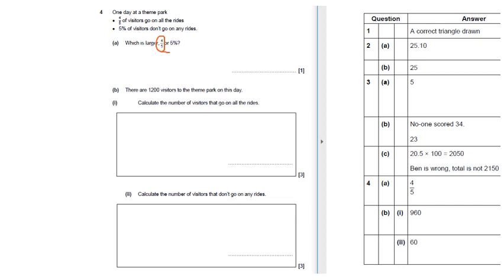Okay, what do I want to do? It's a non-calculator paper. So I'm thinking 4 out of 5 is the same as 8 out of 10, which is the same as 80 out of 100, which is 80%. So that's obviously bigger.